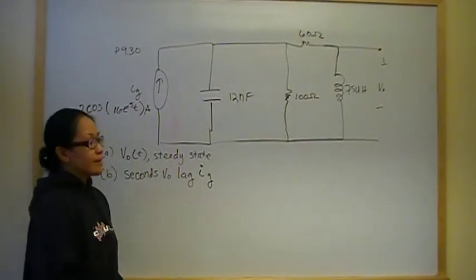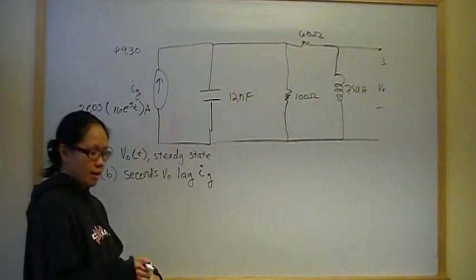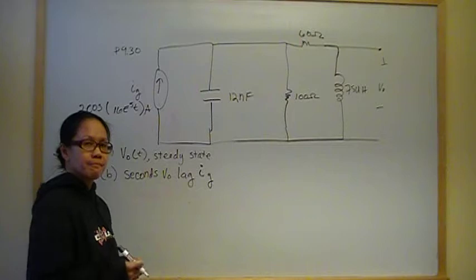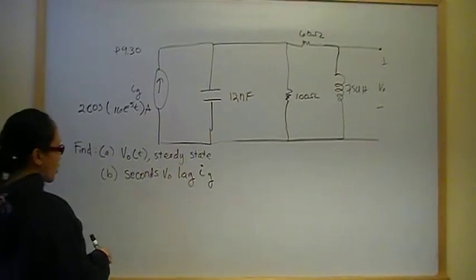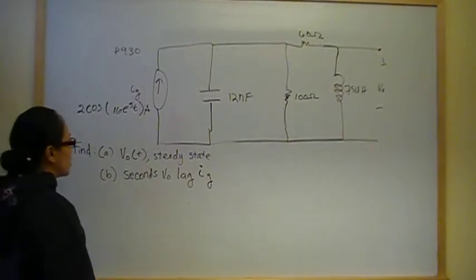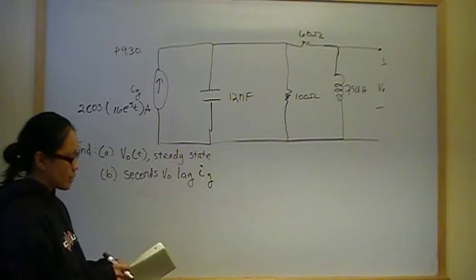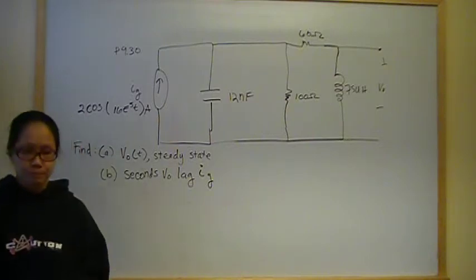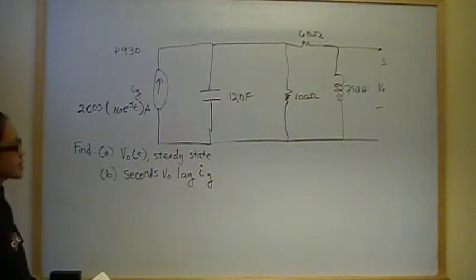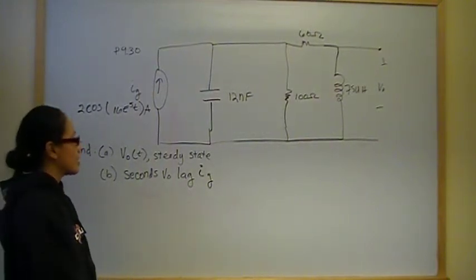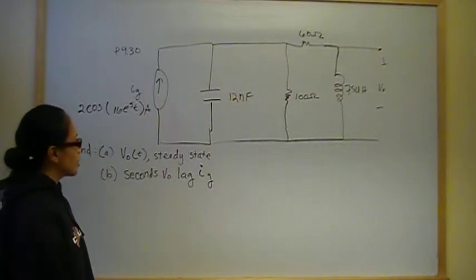So, all right, pause the video, try it on your own, and let's get started. Here we go. So we have that circuit which we already talked about in part A. We're asked to find the steady state voltage. And in part B, we want to find out how much time the voltage lags the current by. So let's get started.